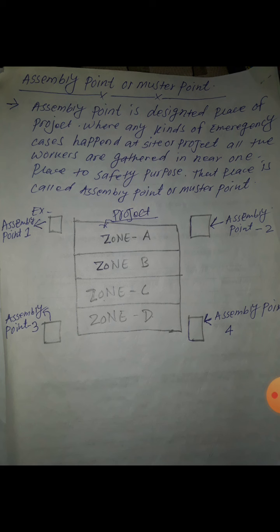So assembly point or master point means that in case of any problem, all the site workers gather together at this point for safety purpose. This is called the assembly point or master point. A project has a minimum of 4 assembly points, one at each of the 4 corners, and you should go to whichever is nearest to your work area.